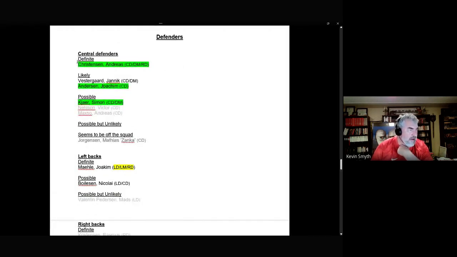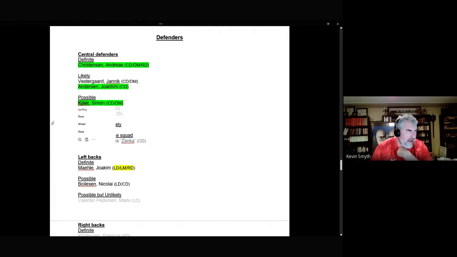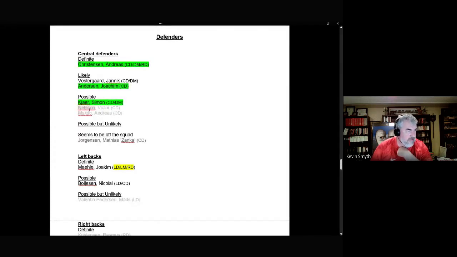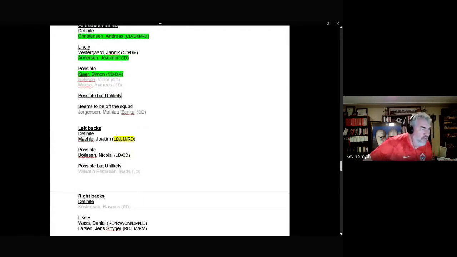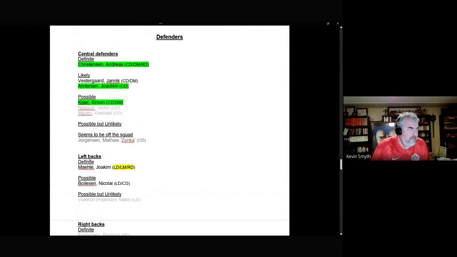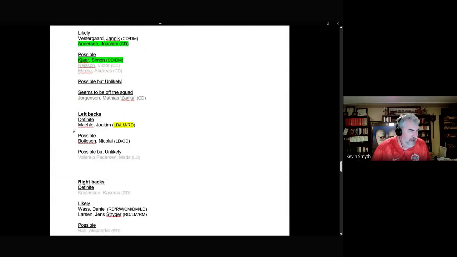So those are the four candidates. Andreas Christensen is definite, Jannik Vestergaard and Joachim Andersen as likely, and Simon Kjaer as possible because of his injury and because he didn't play any games in June. Although really, I secretly think that he is a likely to definite candidate depending on fitness.